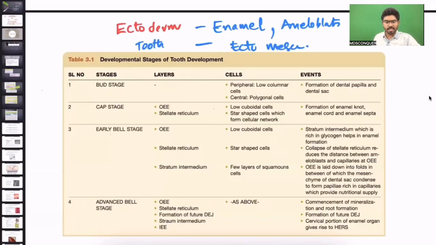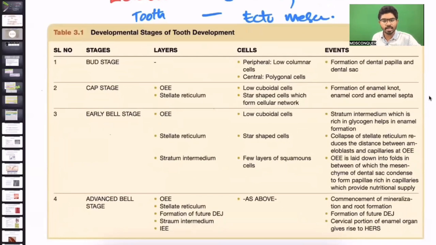Then comes the stages. So most of you are familiar regarding the stages. What are the stages? Sequence of stages they can ask you. Bud stage, cap stage, bell stage, which is divided into early bell and advanced bell stage.